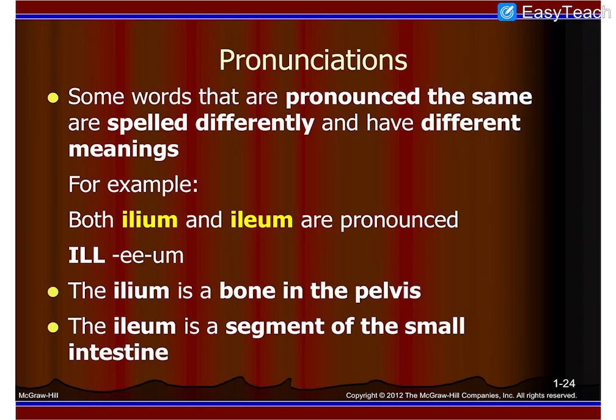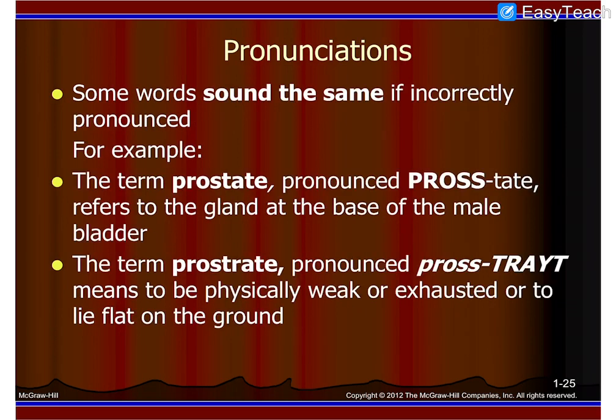Some words that are pronounced the same are spelled differently and have different meanings. For example, ilium and ileum are both spelled differently yet are pronounced the same. The ilium is a bone in the pelvis, where the ileum is a segment of the small intestine. So you see where you could go wrong here, where if you're trying to speak about a bone in the pelvis, but your partner thinks you're talking about a segment of the small intestine.